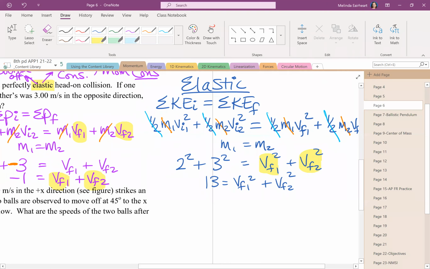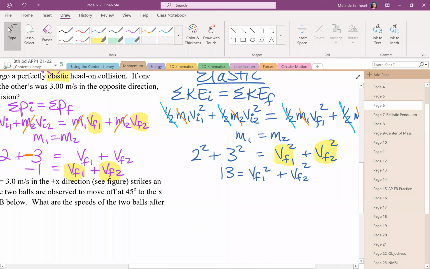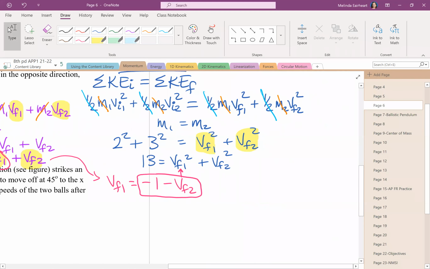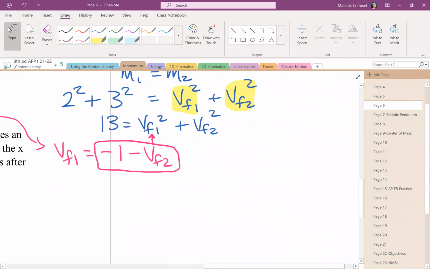Okay, so here we are with these two equations. I'm just going to pick one. It really doesn't matter which one I solve for first. And so let's just isolate. Let's solve for maybe VF1. And so VF1 would equal -1 minus VF2. And so this expression, we want to plug into the kinetic energy statement. But wait, the kinetic energy statement squares that expression.